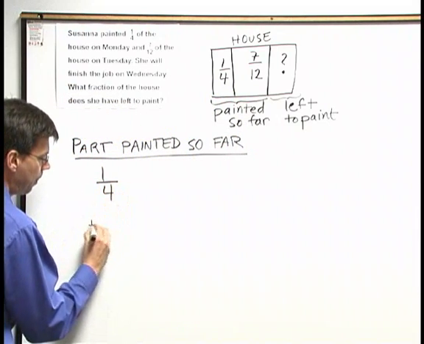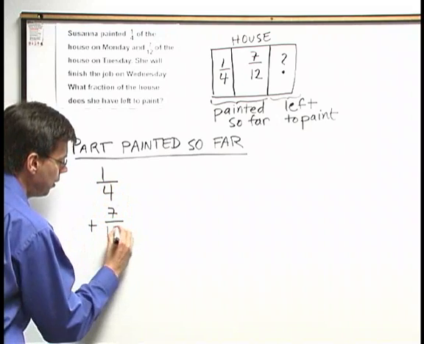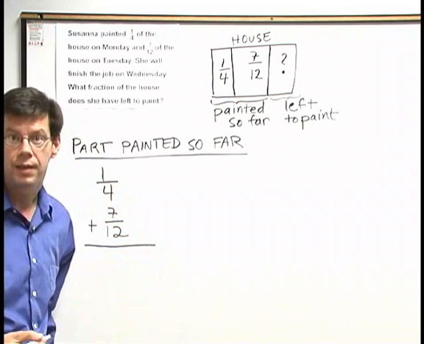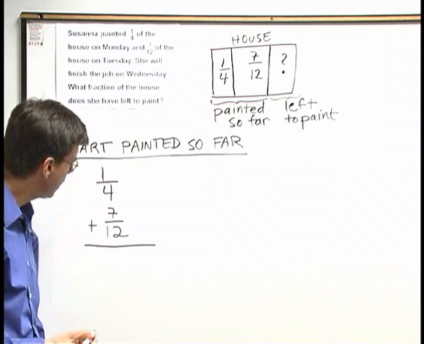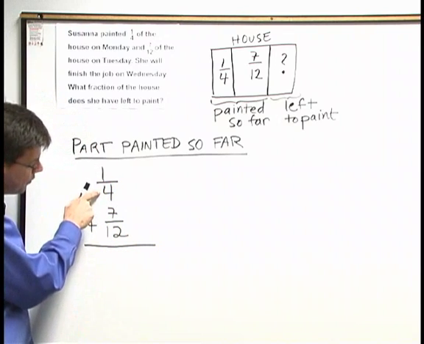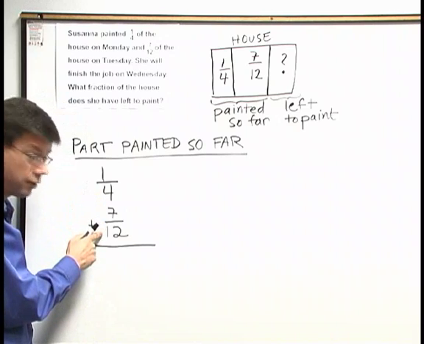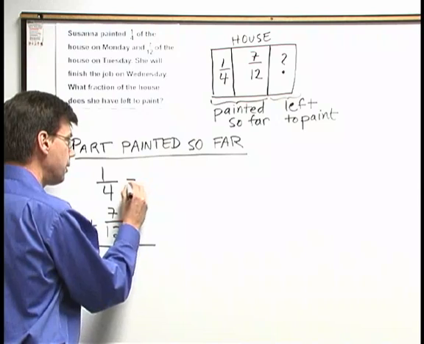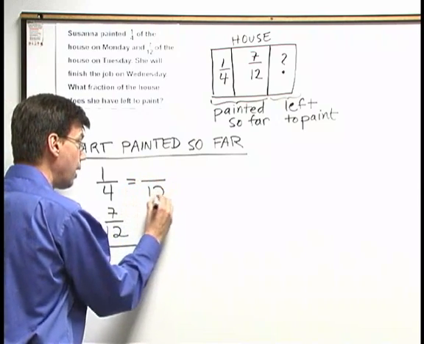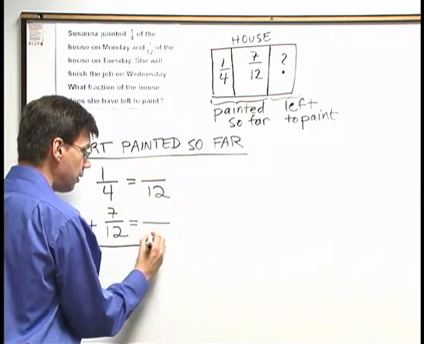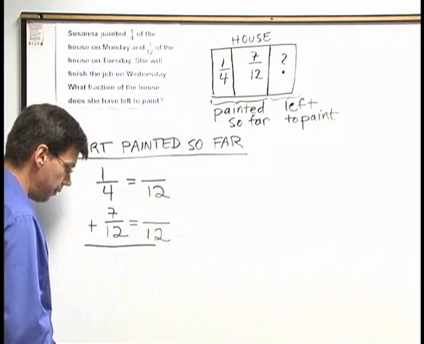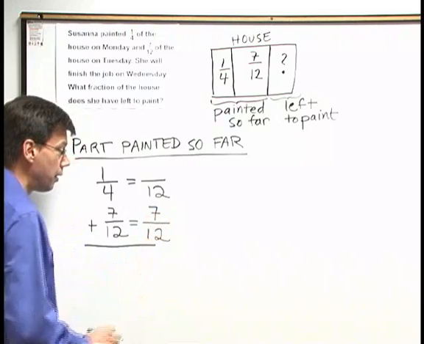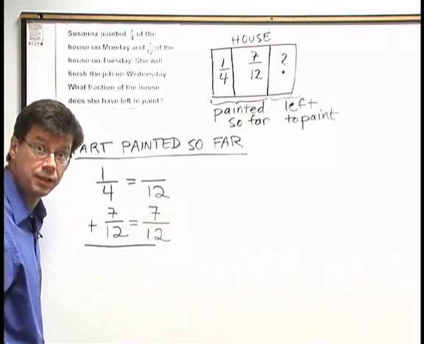1/4 plus 7/12. Now, to add these two fractions, I need a common denominator. And here, because this one denominator, 4, goes into 12, we can use 12 as our common denominator. I'll rewrite each one of these fractions with denominator 12. Now, 7/12 I'm just leaving alone, but the 1/4 I need to change.